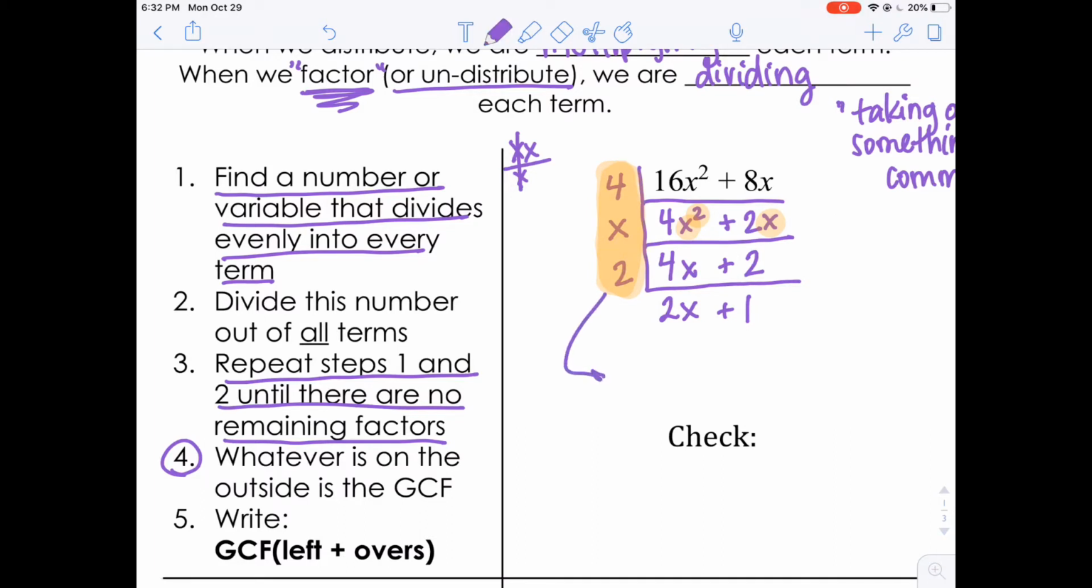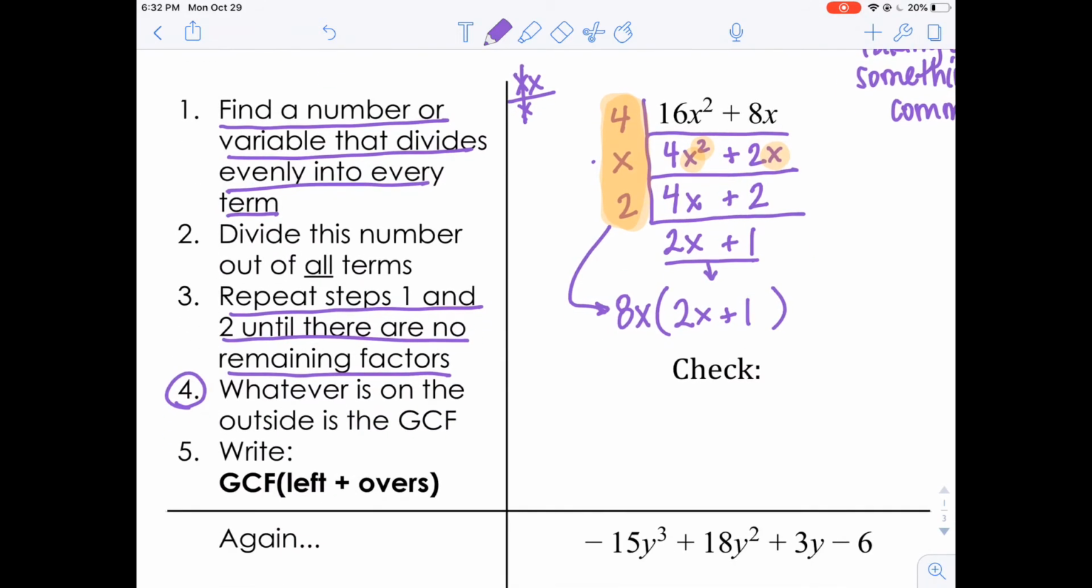So these numbers out here are the GCF. I'm going to put that on the outside. So 4 times 2 is 8. And they also have an x. That x is on the outside. That's the GCF. And then what's left over goes on the inside. I would have 2x plus 1, just like that. And then I'm always going to check my work.